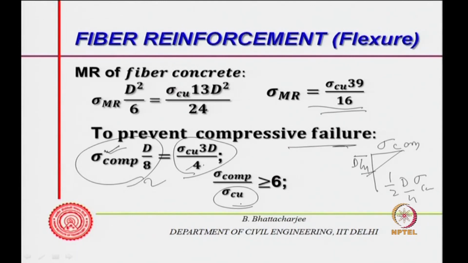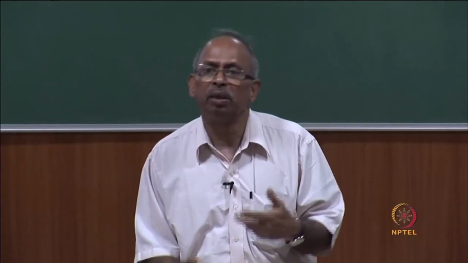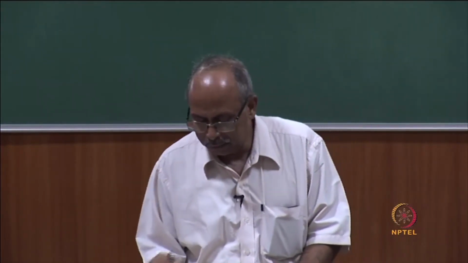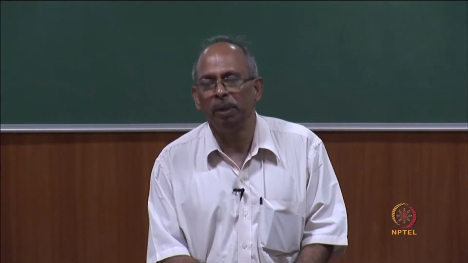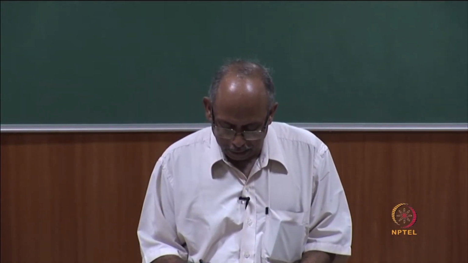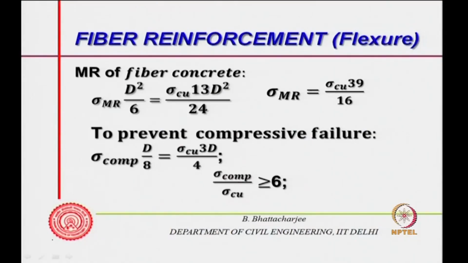The compressive strength should be greater than 6 times sigma Cu, otherwise there could be failure. But normally this occurs, because we have seen earlier that it could be 8 times easily. So, to prevent compressive failure, this ratio must be maintained, right. So, what we have seen so far?